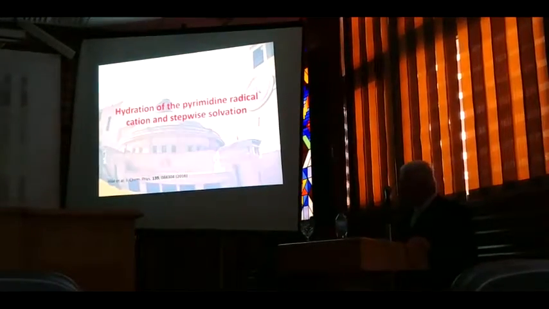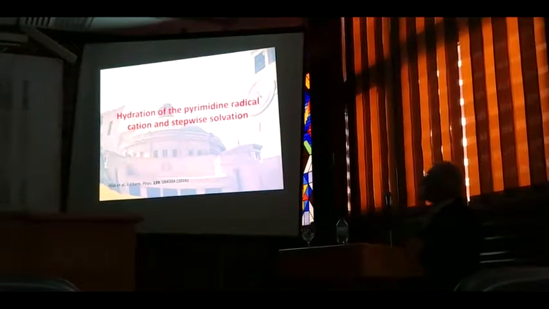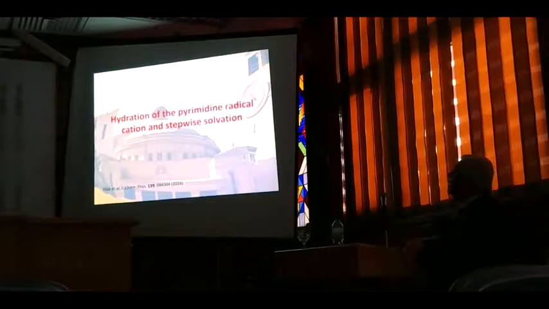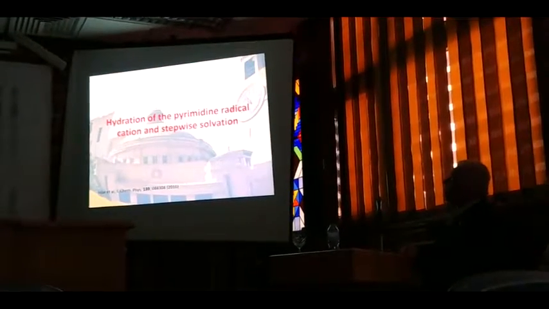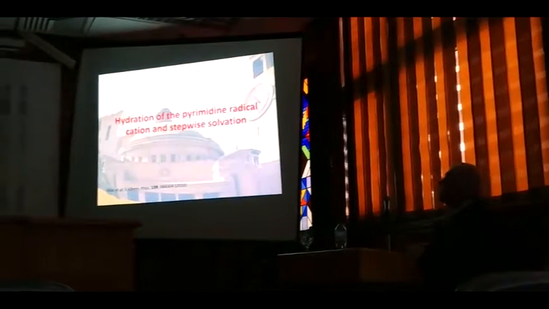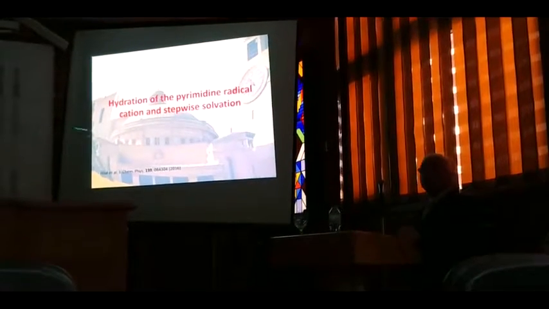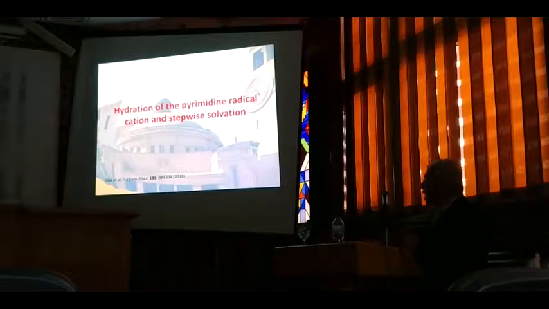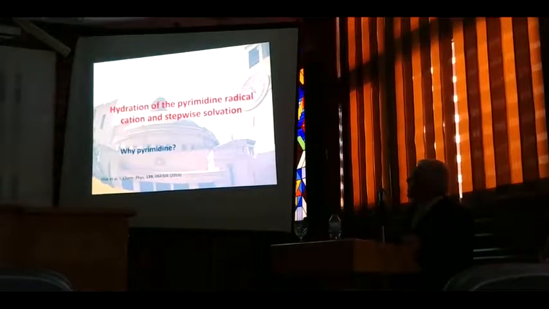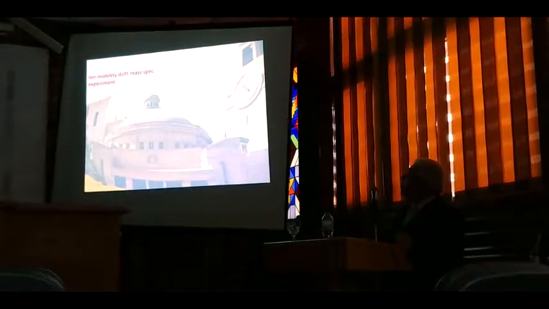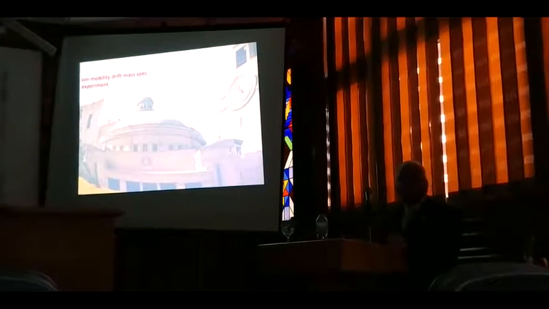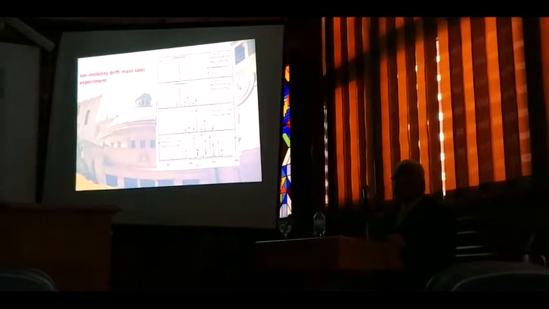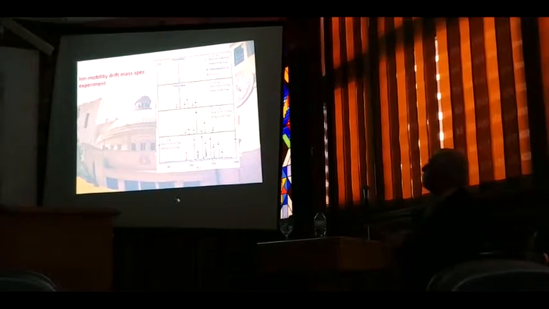Why did we go there? Because of this experiment. This experiment was the hydration of the pyrimidine radical cation and its stepwise solvation. It was carried out by Dr. Bowers' group in the United States, in Virginia, and they had a very complex experiment, the ion mobility drift mass spectrometry experiment. This is the mass spectrum they got.